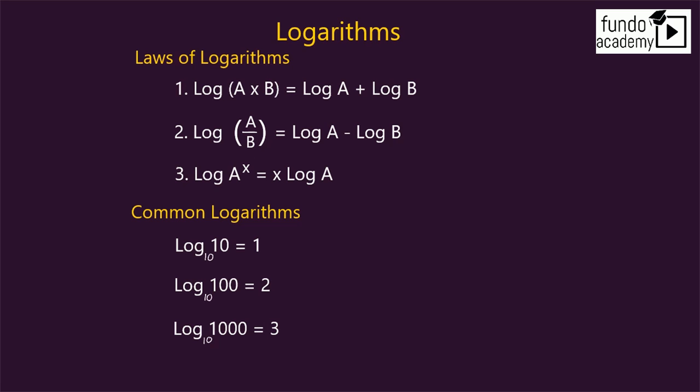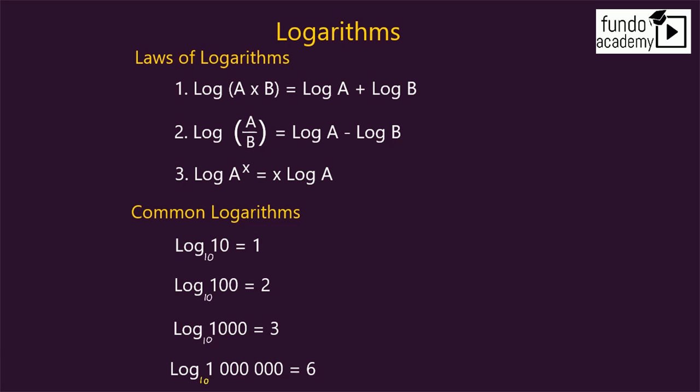You can see here that the number of zeros corresponds with the value of the logarithm. Like the logarithm of 10, we only have one 0, so the logarithm of 10 is 1. The logarithm of 1000 has got 3 zeros, and hence the logarithm to the base 10 of 1000 is 3. So if we have the logarithm of, say, 1 million, it should be equal to 6, to the base 10, because we've got 6 zeros here. So these are common logarithms which you should always know.